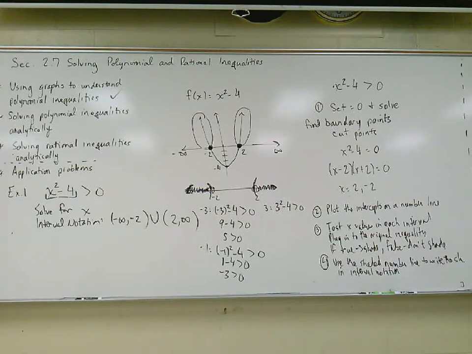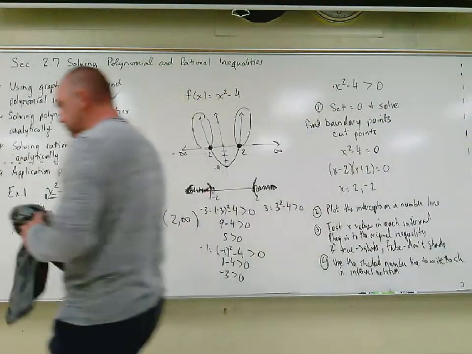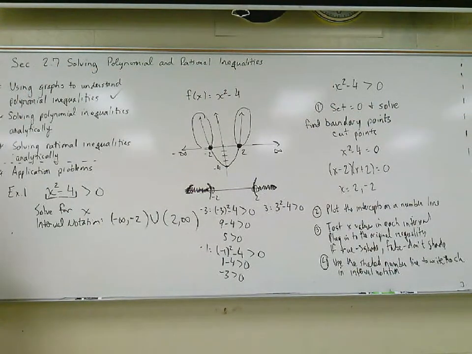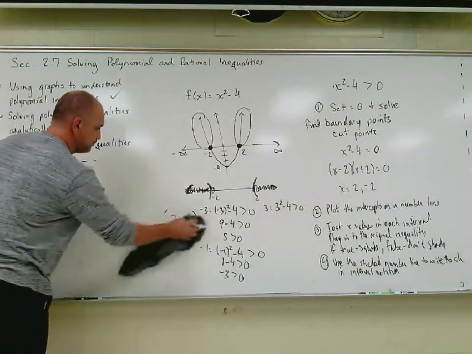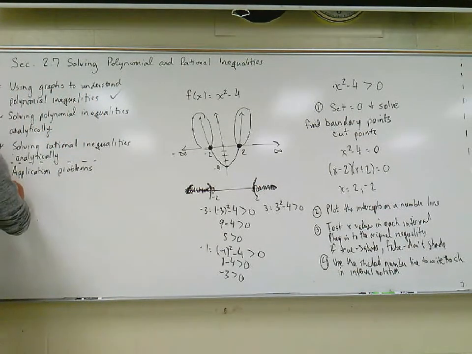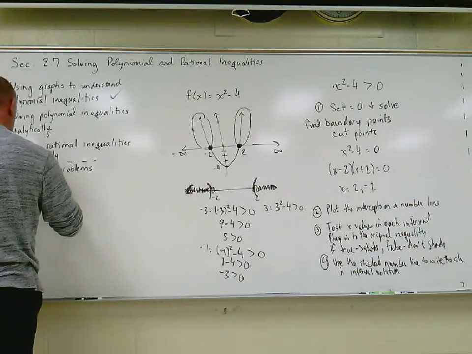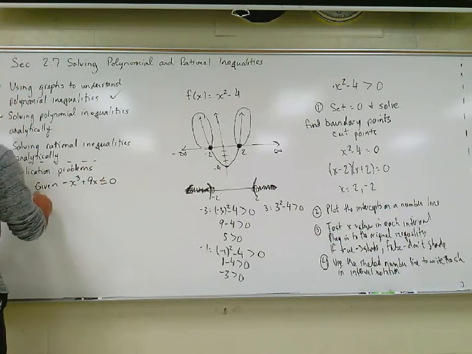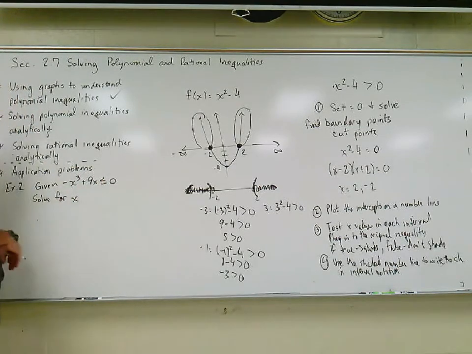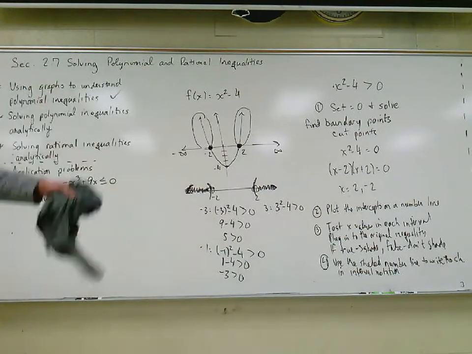All right, so let's do another one. Now we're going to do this one strictly analytically. We're not going to do it with a graph. So we're going to solve negative x cubed plus 9x is less than or equal to 0, solve for x. You just go through the steps that we did. So solve analytically using those 4 steps.